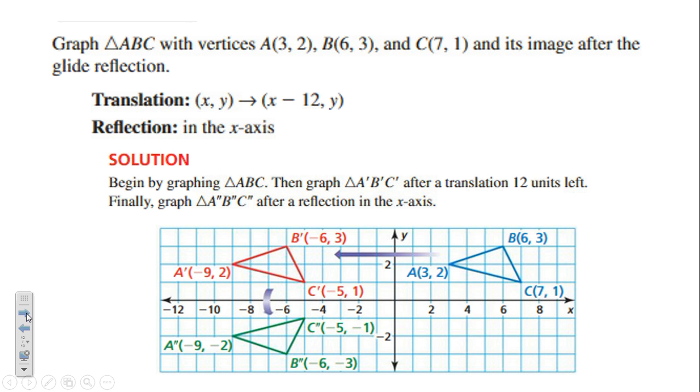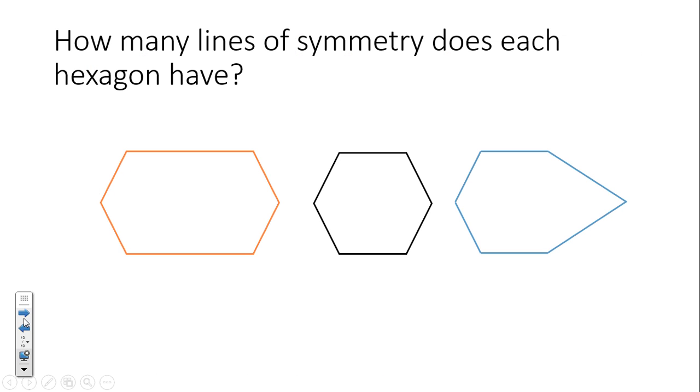All right, last example. In our last example, we want to decide how many lines of symmetry the hexagons have. So we have a widened hexagon. We have a regular hexagon. And then we have one that is bowed out on one end only. So all of these are convex.